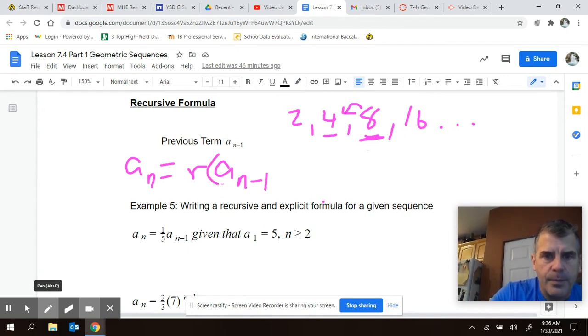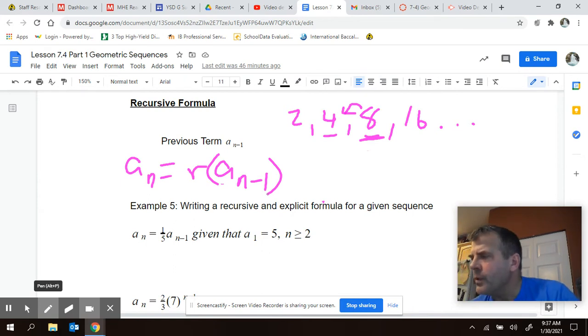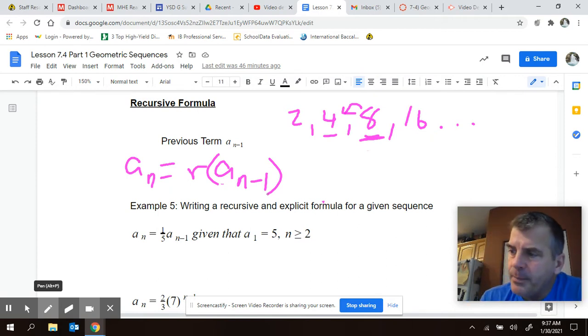And we have to have more information, by the way. The more information we need is, well, what's the first term? Or we have to be given some type of information in the sequence, either the third term or the 8th term or something like that. We need to know what the first term is to be able to generate the sequence. And I'll explain why. So anytime you do a recursive formula, we start with this r times a sub n minus 1, or r times your previous term.